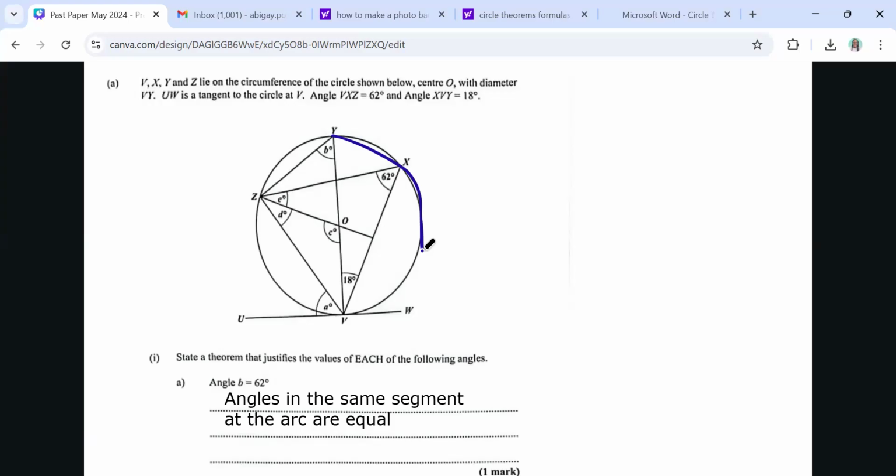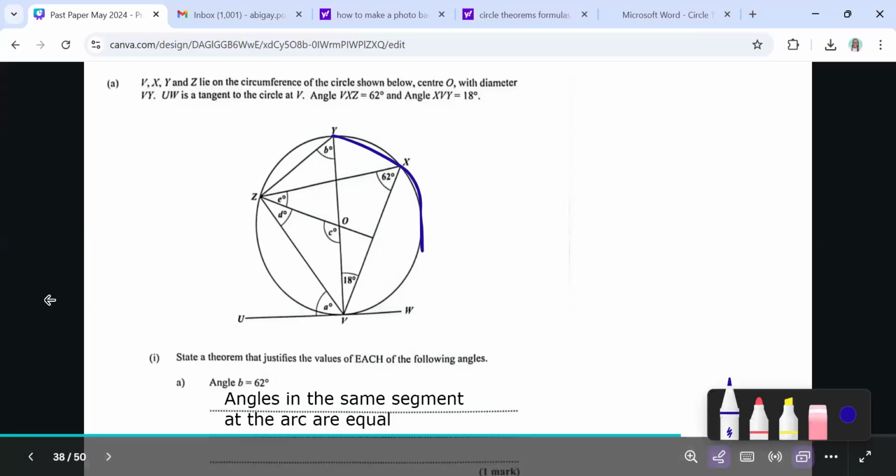So can somebody please multiply 62? Oh wait, I can do that. Multiply 62 by 2. Ah, there we go. Yes, so that's correct. That's the theorem. So let me just type this right here.